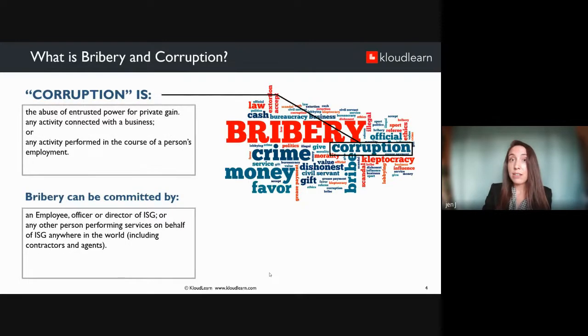What is corruption? Corruption is the abuse of entrusted power for private gain. It covers any activity connected with a business, or any activity performed in the course of a person's employment. Bribery can be committed by an employee, an officer or director of ISG, or any other person performing services on behalf of ISG anywhere in the world, including contractors and agents.